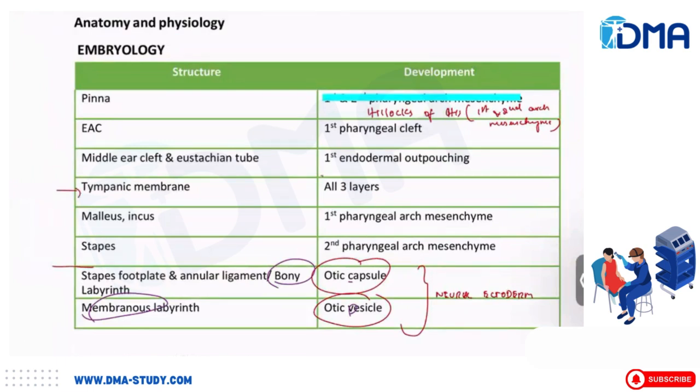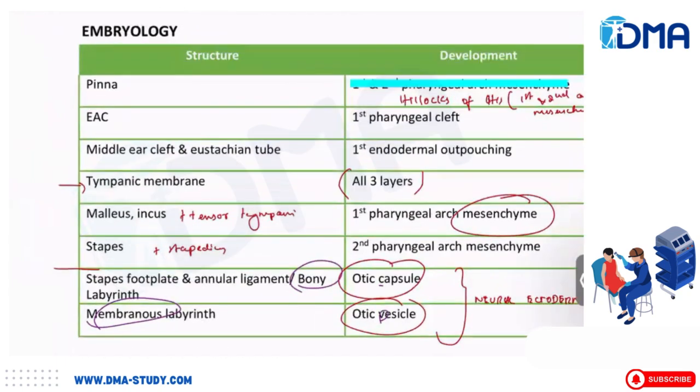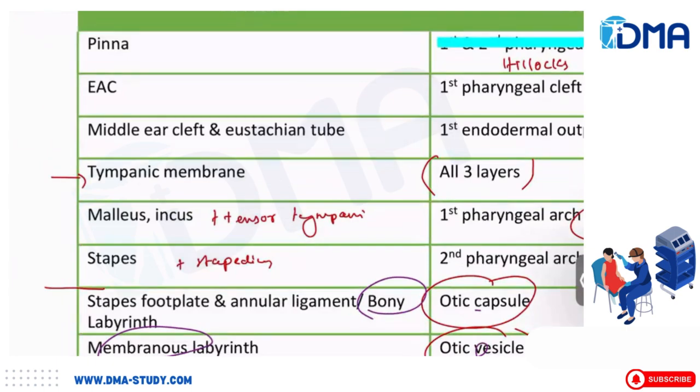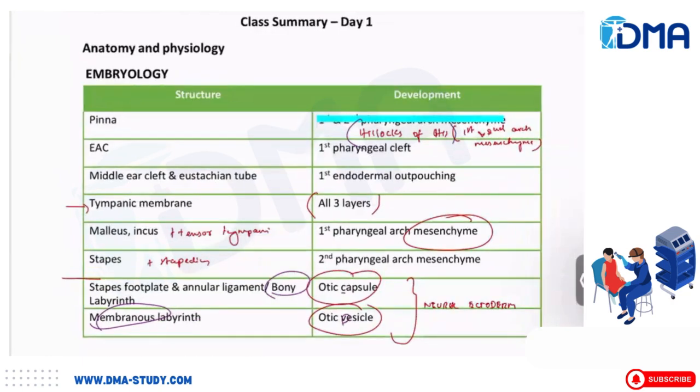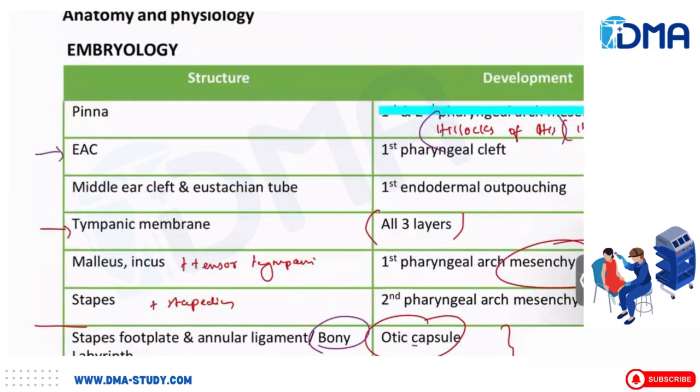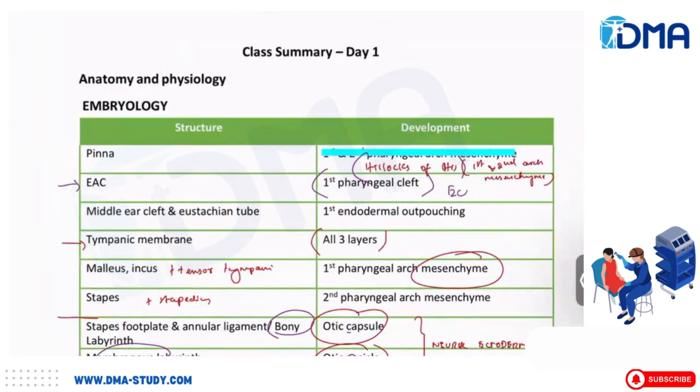Tympanic membrane develops from all three layers. Kindly don't forget that. This malleus, incus, this tensor tympani muscle, which is a muscle of malleus, the stapedius, which is a muscle of stapes, all these develop from mesenchyme. That's all. You should know all these structures develop from first and second arch mesenchyme as well. The pinna and also hillocks of His, that is very important. Then the most important thing is external ear develops from first pharyngeal arch cleft, means ectoderm.